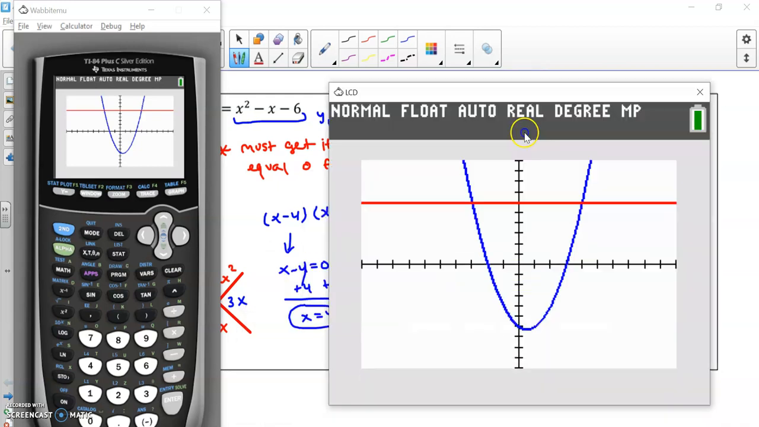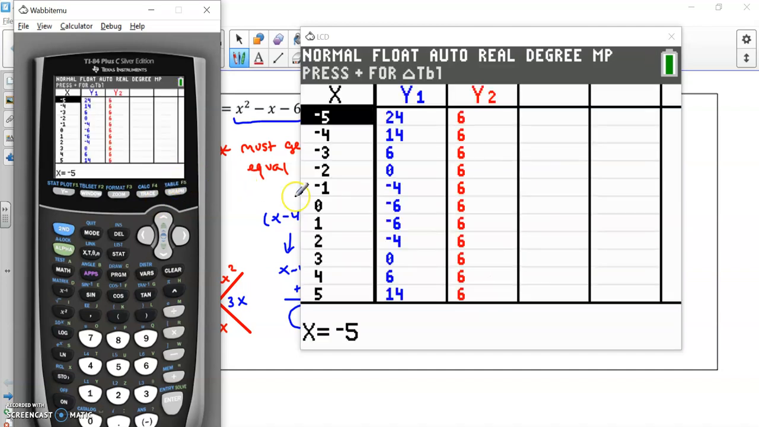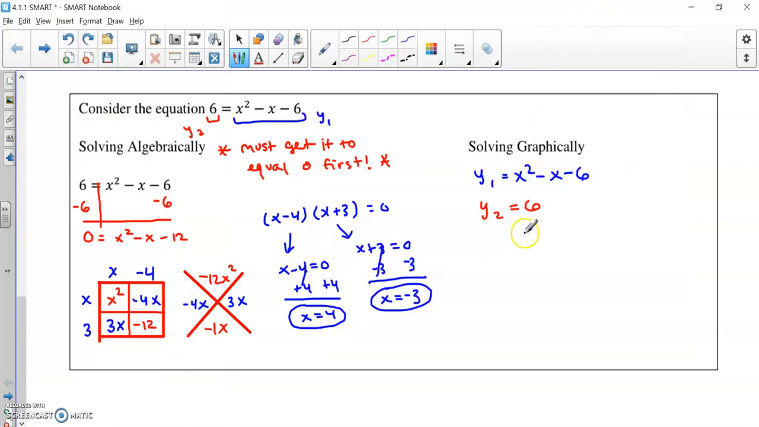Another thing you can do, because you can't always trust these tick marks, they're not always the easiest to look at, is go to second graph to go to your table. And here, if you just look for where the y1 and y2 columns are the same, you'll find your solution. So here, at -3, both of these columns are a 6, so that tells you that's a solution. Here, both of these columns are 6 again, which happens at 4. So that's another way you can know that -3 and 4 are solutions to this problem.